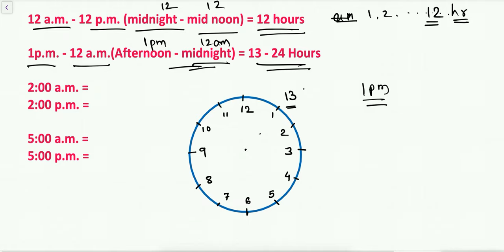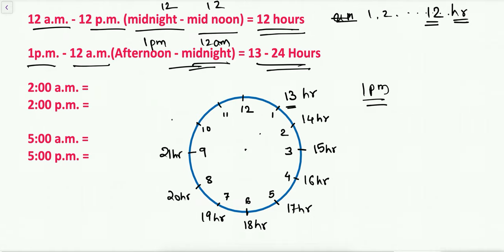That is 13 hour, and 2 will be 14 hour, 3 will be 15 hour, 4 will be 16 hour, 5 will be 17 hour, 6 will be 18 hour, 7 will be 19 hour, 8 will be 20 hour, 9 is 21 hour, 10 is 22 hour, and 11 is 23 hour, and 12 midnight is 24 hour. Hence the 24 hours of a day is completed. So from midnight to 12 in the noon is 12 hours, and from 1 p.m. to 12 a.m. that is midnight again is the 13 to 24 hours.